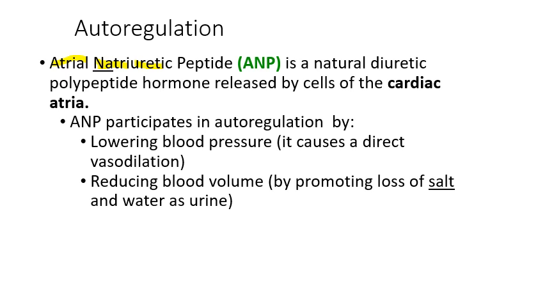So the atrial natriuretic peptide encourages the kidneys to lose sodium in the urine. Where sodium goes, water will follow. So if we're losing sodium, then we're also losing water. If we're losing water, we're losing overall fluid volume in the body, which will help to drop blood pressure. So that's going to lower your blood pressure by lowering your blood volume.